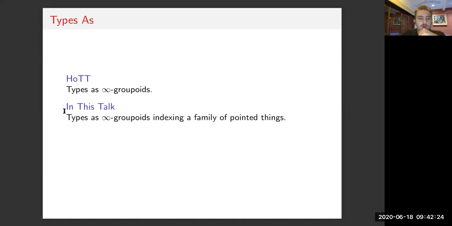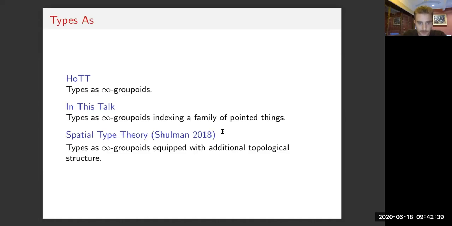Okay, so this kind of move where we add stuff to homotopy type theory to expose more structure in our types has been done before. In particular, I'm sure a lot of people have come across cohesive type theory, which Mike Schulman wrote a paper on. In that theory, types are thought of as infinity groupoids equipped with additional topological information, and then there are some more type formers which let you speak about that internally. So I'm going to talk a bit about this as well coming up.